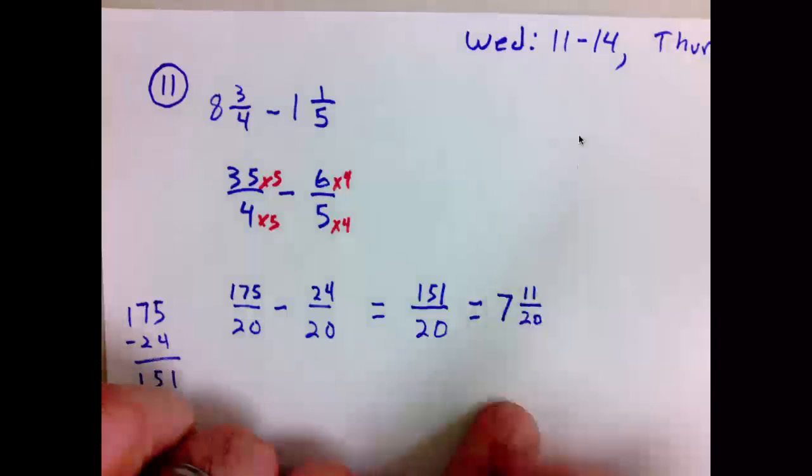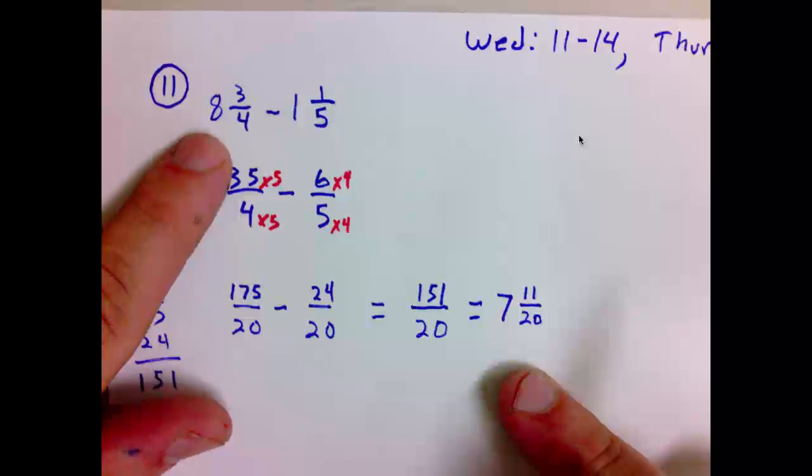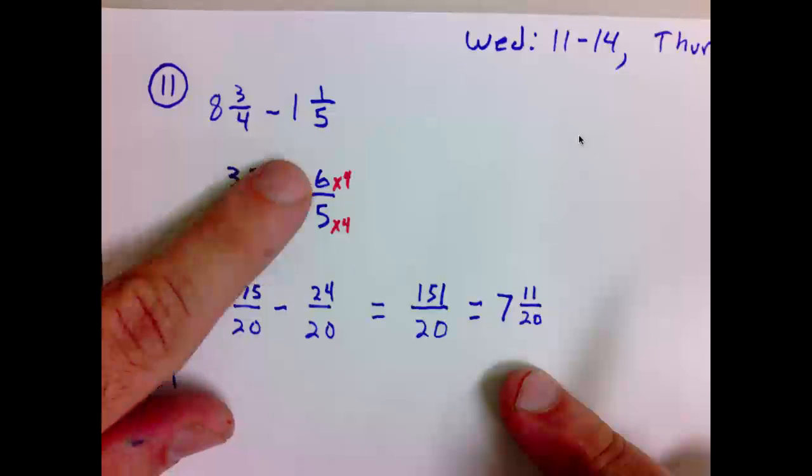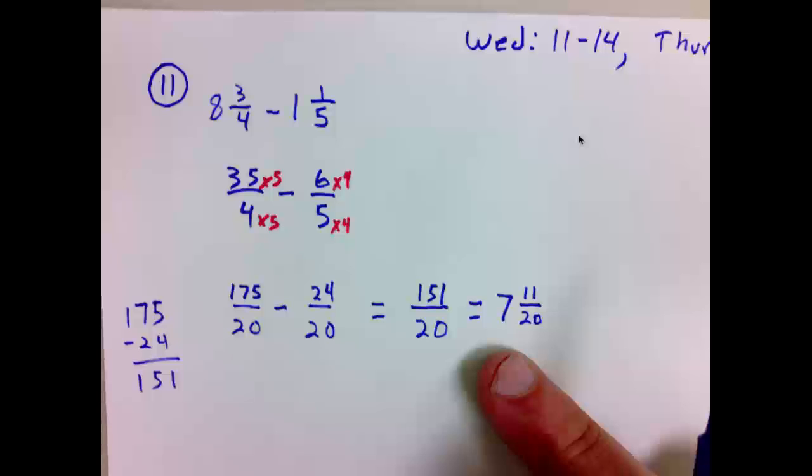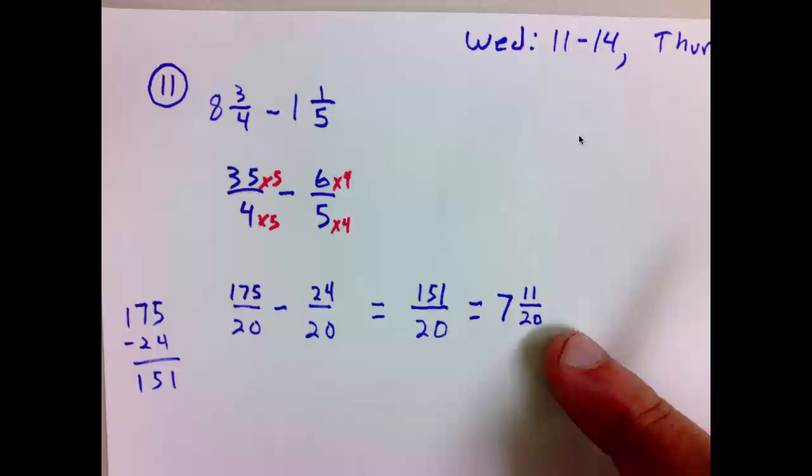Lastly, we'll check for reasonableness. The original problem was 8 3/4 minus 1 1/5. Well, 8 minus 1 is 7. So this 7 and 11 twentieths is reasonable.